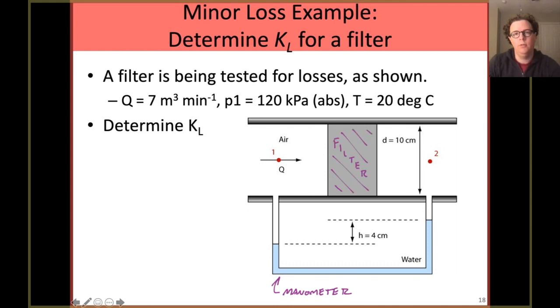An application here might be something like the air filter in a forced air furnace, which you should be changing out approximately quarterly. You've also got a manometer in this problem, which indicates that we still have to remember hydrostatics, and because the water level is changing in the manometer, there is a pressure drop through the problem. The setup gives us some information about flow rates, a pressure at point 1, a temperature, and asks us to determine the minor loss coefficient KL.